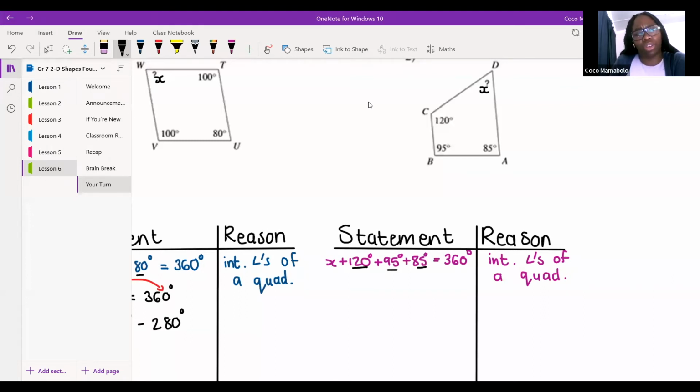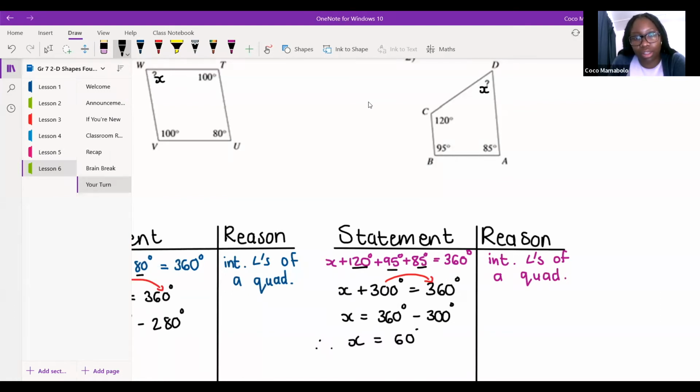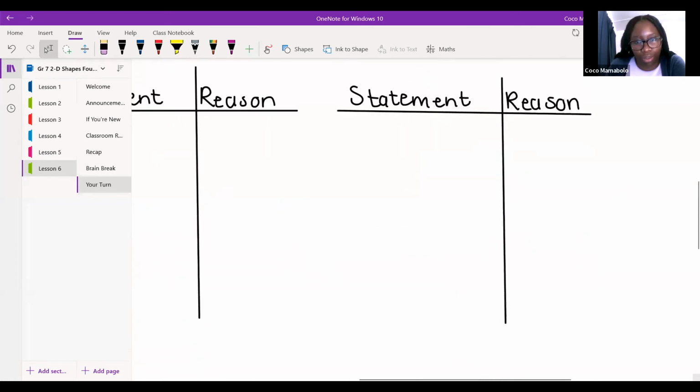It's 360 degrees. Good. So my next step will read: x plus 300 degrees is equal to 360 degrees. Then I take my 300 over the equal sign and it becomes minus 300. So x is equal to 360 degrees minus 300 degrees. Therefore, x is equal to 60 degrees. It looks complicated, but we're doing the same thing over and over. And of course, we're going to do another one.